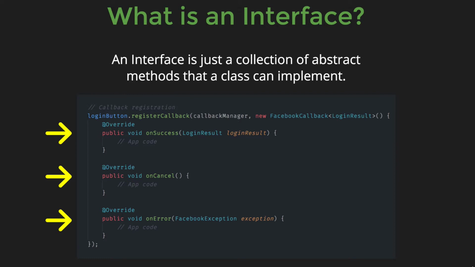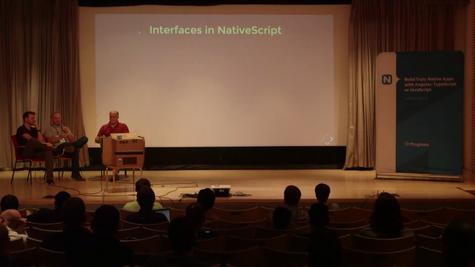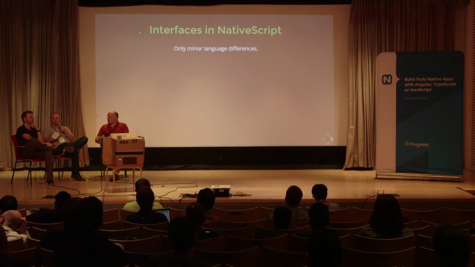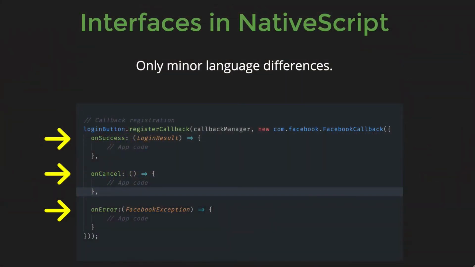In Java, and as you use that in your plugin for NativeScript, you need to know that you're going to implement those interfaces. And there are only some minor differences typically in the translation. You can see here we removed the decorator because we're no longer in Java. So basically, it's almost identical. You see the on success, on cancel, and on error. And again, that's straight from the interface that we were looking at.